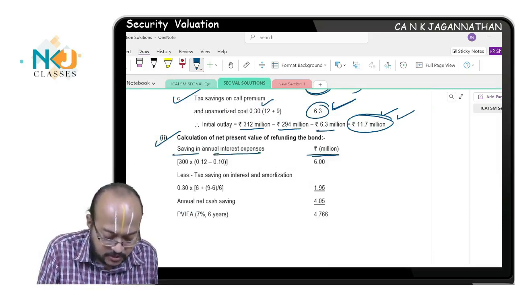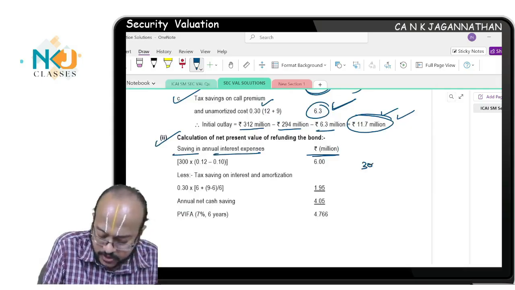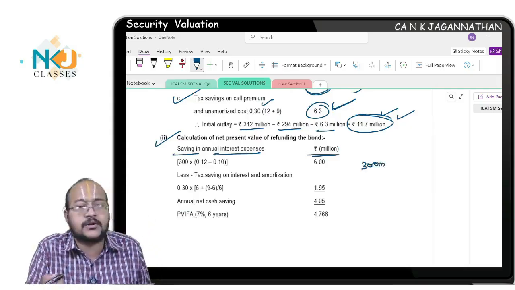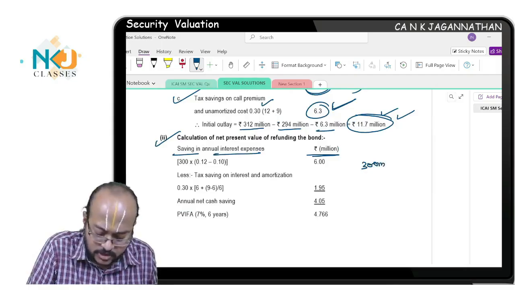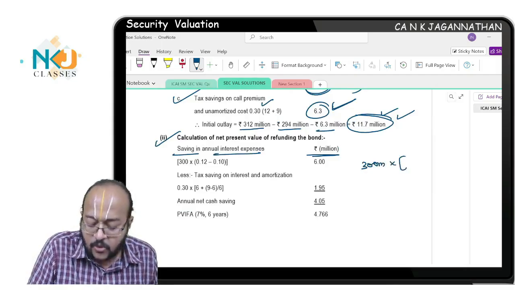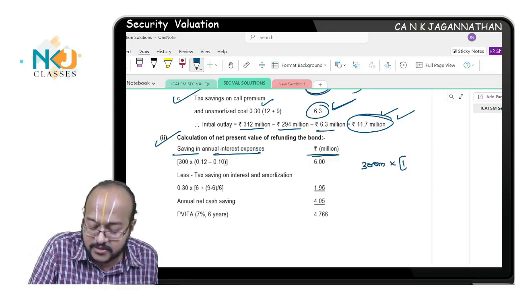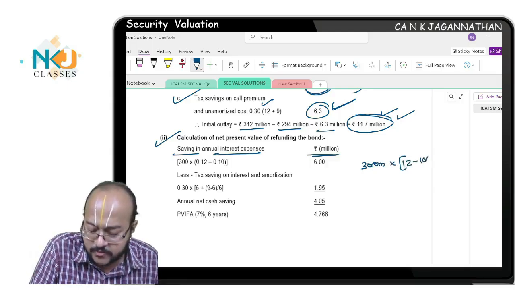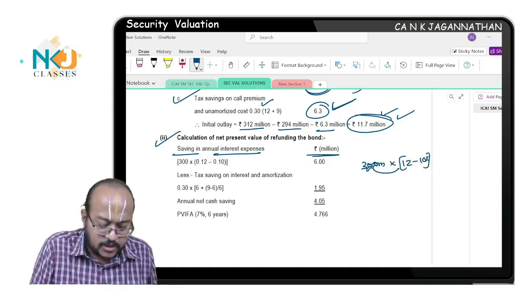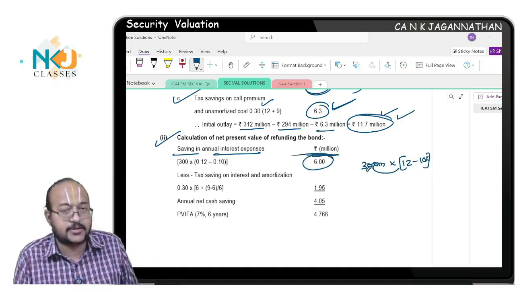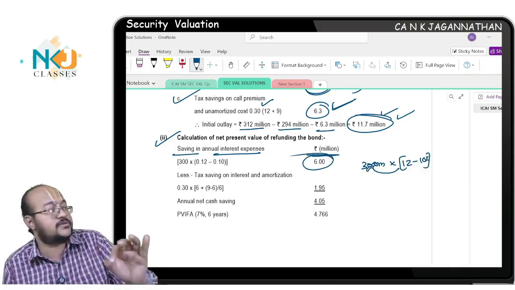Saving in annual interest expenses, which is 300 million face value, I will save, because new bond is also 300, old bond was also 300. 300 only you will compute interest on, only the differential amount, 12% minus 10%, which is 2%. 2% into 300 million, 6 million, you will get the savings. Are you understanding? This is the savings in interest expense.